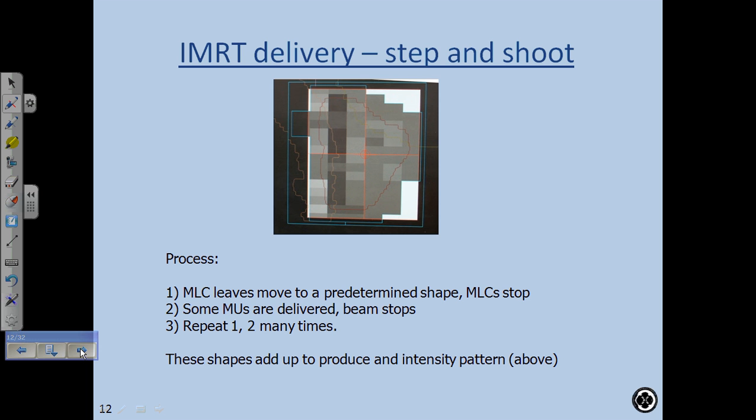Okay, so this is just another, this is a beam's eye view from an Exio screen. Okay, so you could turn on the intensity pattern when you're doing IMRT on Exio. You could turn on your intensity pattern and look at your beam's eye view. So this is an example of a prostate.